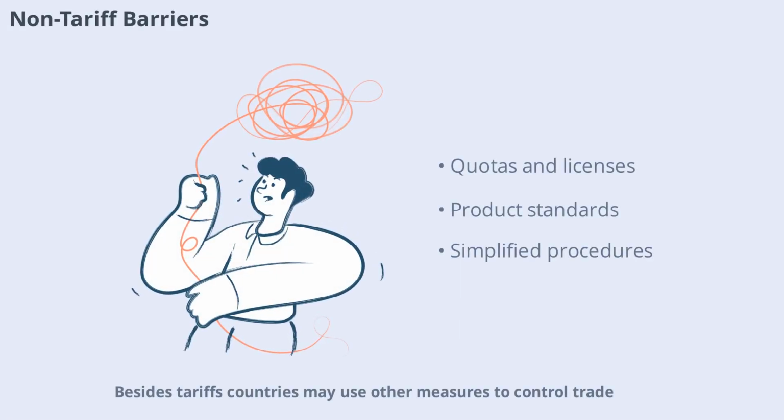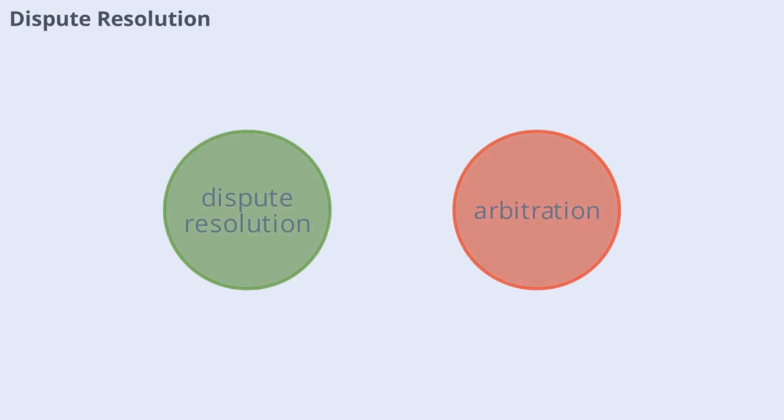Besides tariffs, countries may use other measures to control trade, known as non-tariff barriers. These include quotas, licensing requirements, and strict product standards. Non-tariff barriers can make it harder for foreign companies to enter a market, even if tariffs are low or zero. Trade agreements often address these barriers by setting common standards and simplifying procedures, helping to create a fairer trading environment for all parties involved.